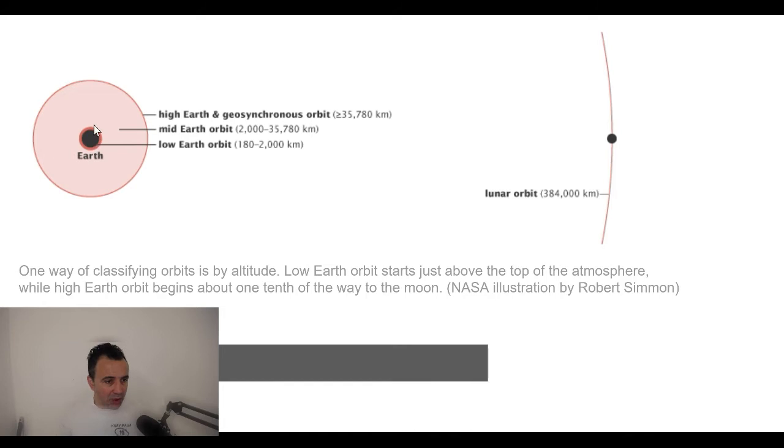So low Earth orbit is that circle around the Earth, 180 to 2,000 kilometers, pretty big, isn't it? Then mid-Earth orbit, 2,000 to 35,000, and then high Earth orbit and geosynchronous. Essentially, think that the Earth is moving, and at the same time the satellite is moving. And then you do have lunar orbit. That's pretty cool, pretty far away. That's one way of classifying orbits by altitude.